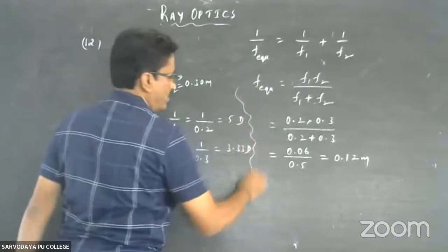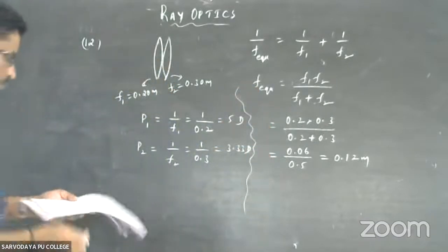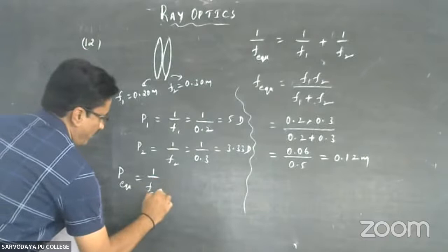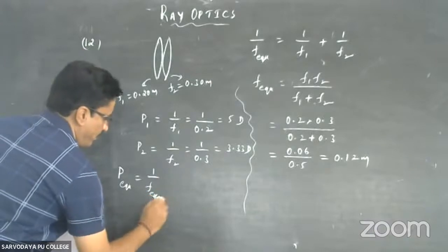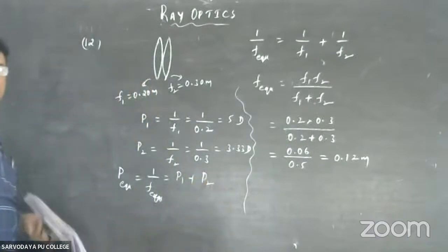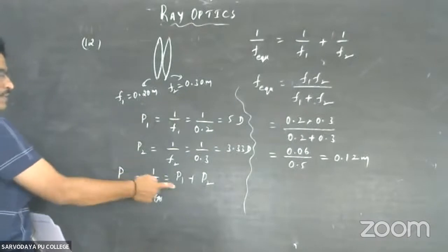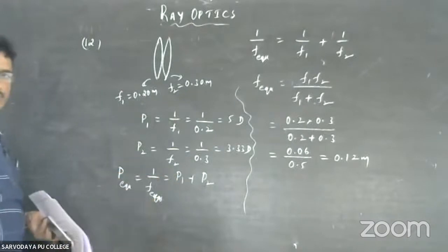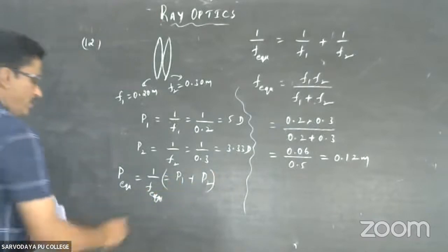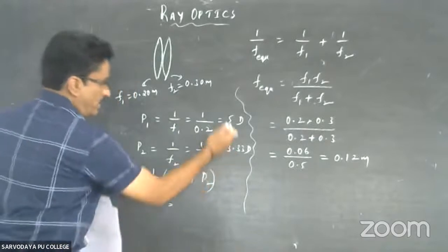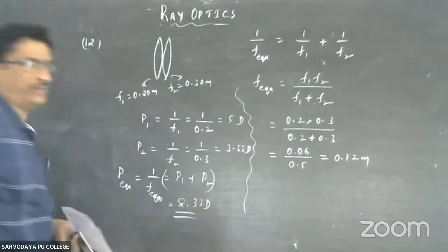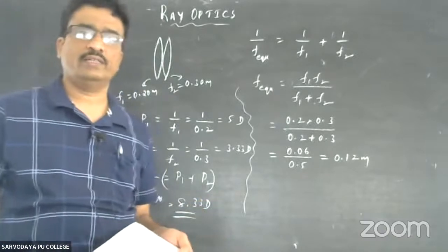Finally, power of the combination is considered P equivalent, which is 1 over F equivalent. In fact, you can find this in this one also, P1 plus P2. Okay, because already we know individual powers. Therefore, equivalent will be the sum of the powers. Either you use this or this. Now, if you use this, 5 plus 3.33, therefore 8.33 will be the power of the combination.